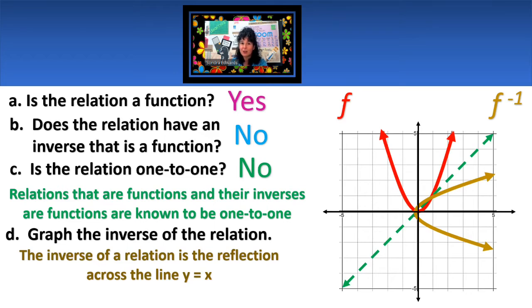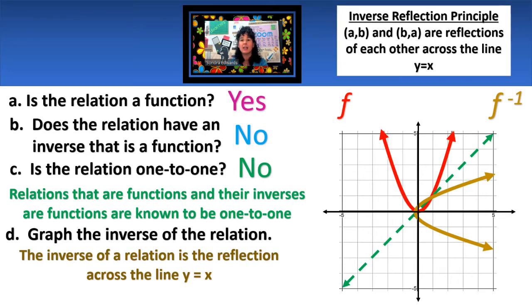Now, some of you are very visual people, and this reflection seems like common sense to you. But if you are not a particularly visual person, then you can go about this in a systematic way to draw the inverse of the function. We can use this inverse reflection principle, and it's saying that for every a comma b, the inverse has the coordinate b comma a.